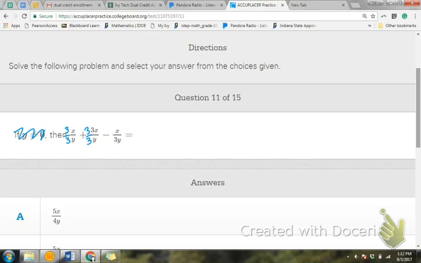So the first term, 3 times x, is just going to give me 3x over 3y plus 9x over 3y minus x over 3y. We didn't have to change that one, right? Because it already had a 3y in the bottom, right?